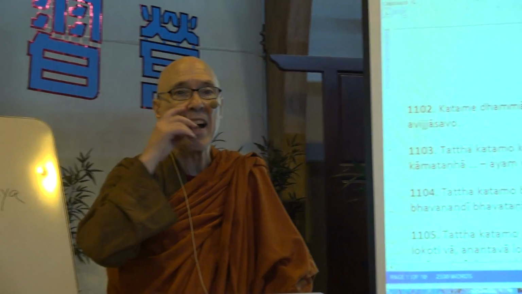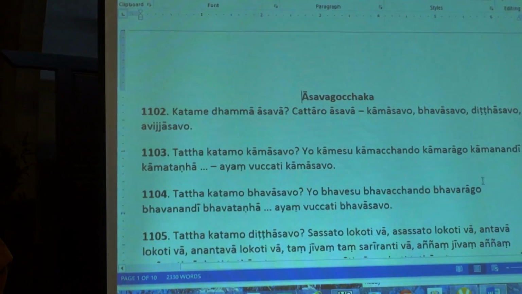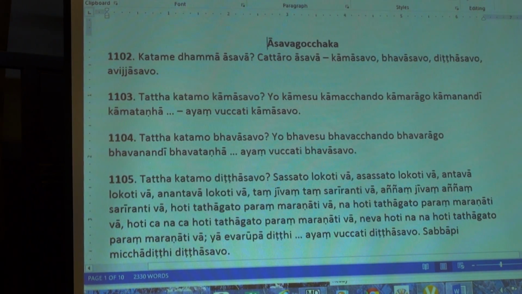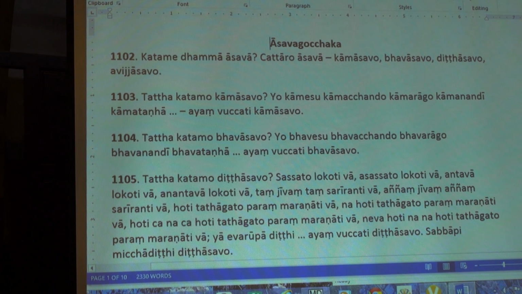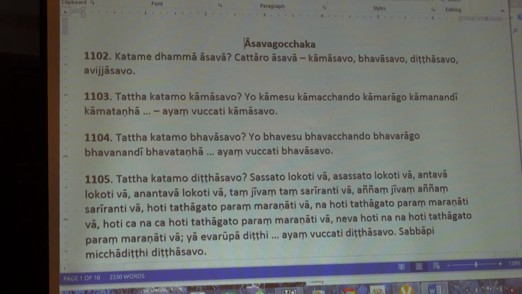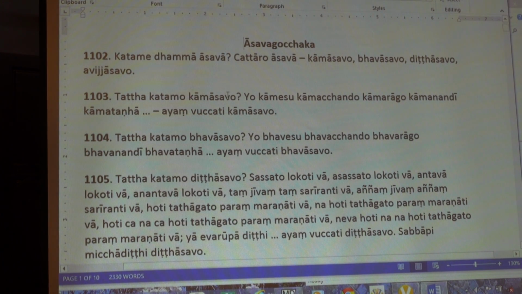Yeah, these are the canonical definitions of the four asavas. I think it's very clear just from looking at the screen what's meant, right? This is what makes the study of these texts very convenient, that they give very clear, straightforward definitions of what is meant. So it gives the definition here: what is the asava of sensuality, or sensual desire? That which, in regard to sensual objects, is sensual desire, sensual lust, sensual delight, sensual craving.